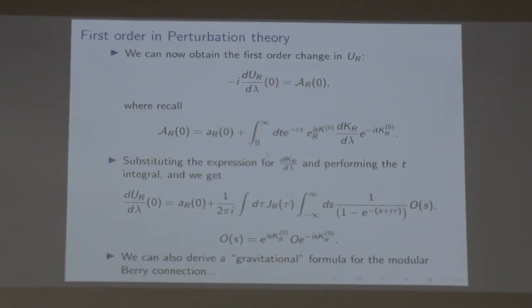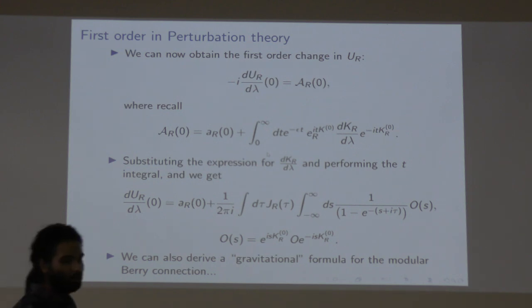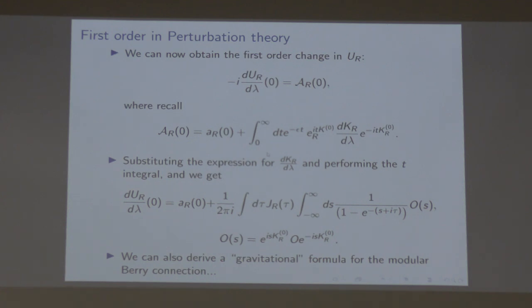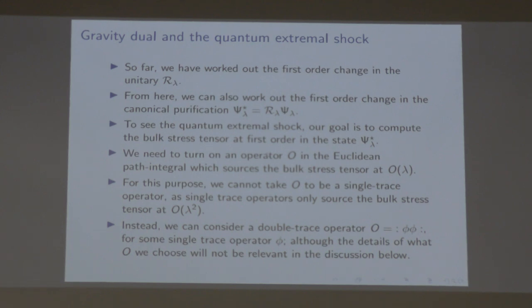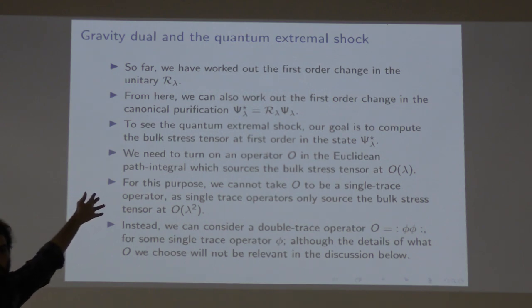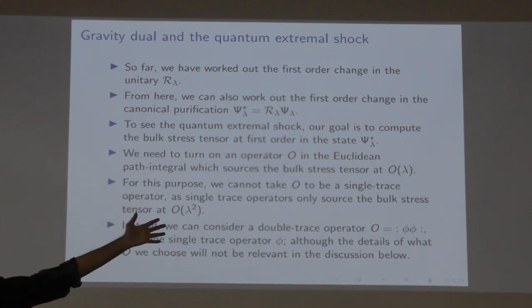Questions? Right. So I was just saying that we have a pretty explicit expression now for these reflection operators. So now what we want to do is use this formalism, these formulas, to derive, as I said before, the quantum extremal shock that was predicted in the Engelhardt-Wolf study. Great. Once you know what the reflection operator is, you also know what the canonical purification is, because psi star is just R acted on the collision.